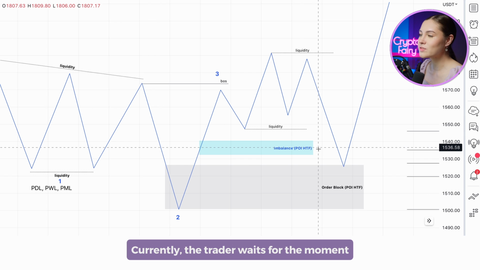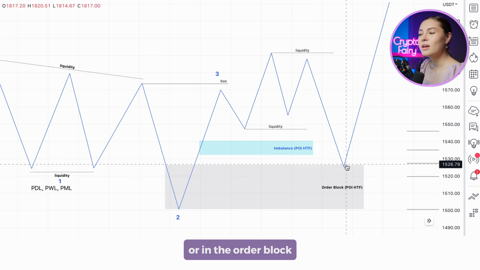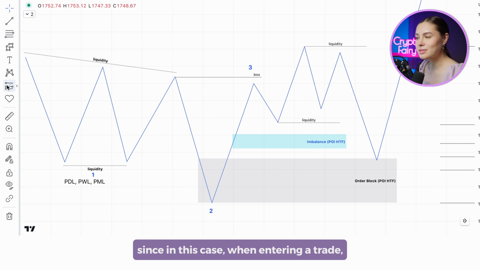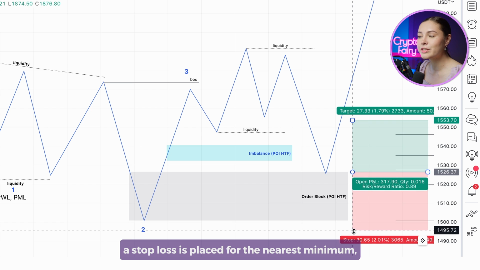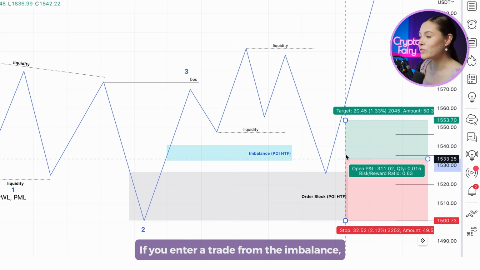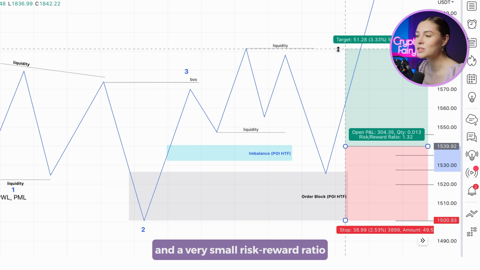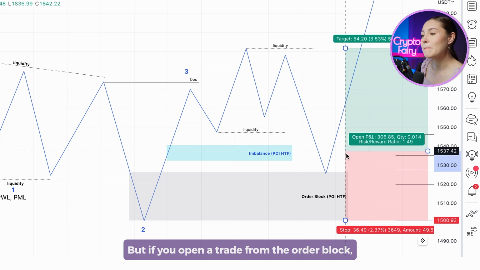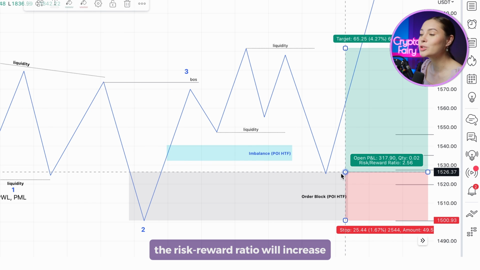Currently, the trader waits for the moment when the price is either in the imbalance or in the order block. It is better to use the order block, since in this case, when entering a trade, a stop loss is placed for the nearest minimum or for the order block. If you enter a trade from the imbalance, you'll face a huge stop loss and a very small risk-reward ratio. But if you open a trade from the order block, the risk-reward ratio will increase.